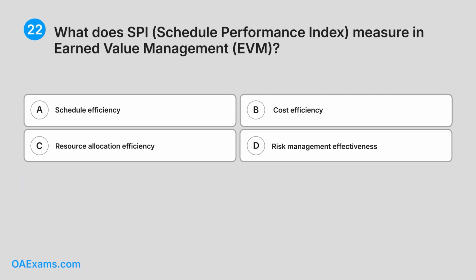22. What does SPI, Schedule Performance Index, measure in earned value management, EVM? A. Schedule efficiency. B. Cost efficiency. C. Resource allocation efficiency. D. Risk management effectiveness. Do you know the answer?